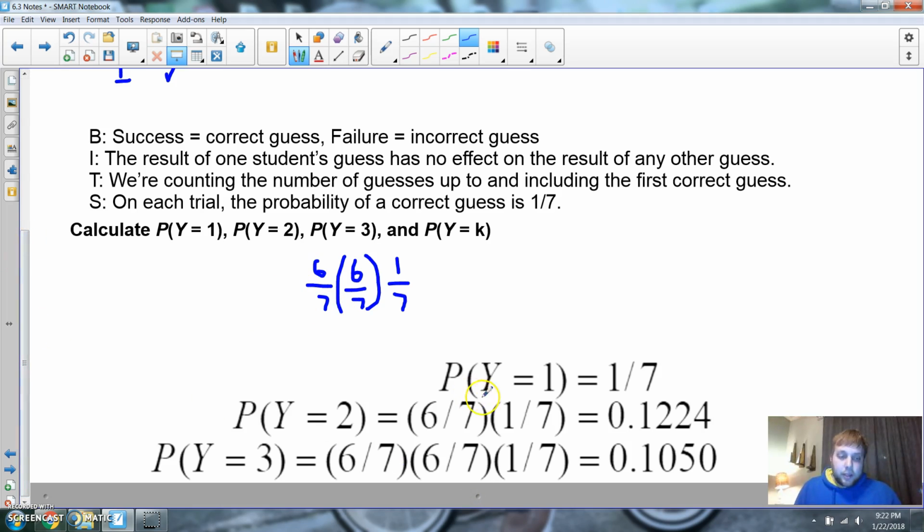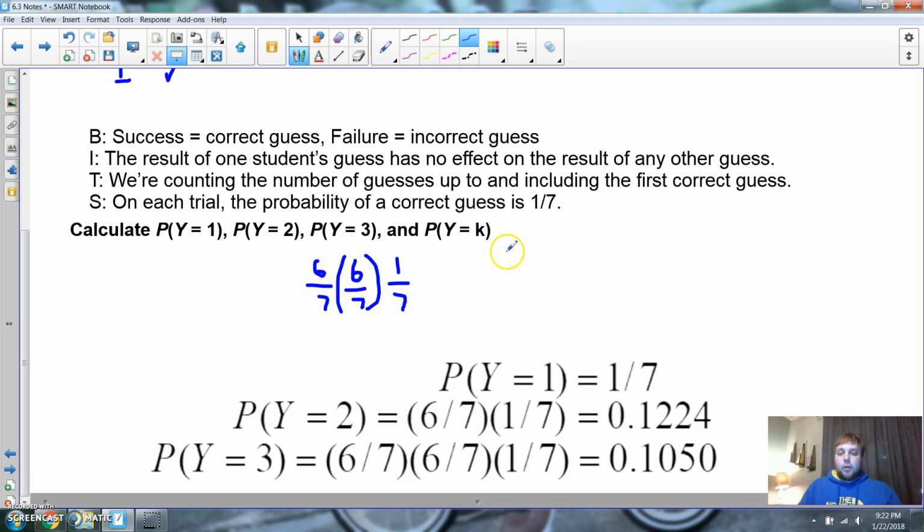Notice each one kind of goes down. Each one goes down. As we approach K, or an infinite amount, hopefully you'd say it'd be like 0%, because it keeps going down, down, down, down, down. In fact, with geometric, the greatest probability is getting it right the first time. It just keeps getting worse after that, guys. Okay, let's see another situation.